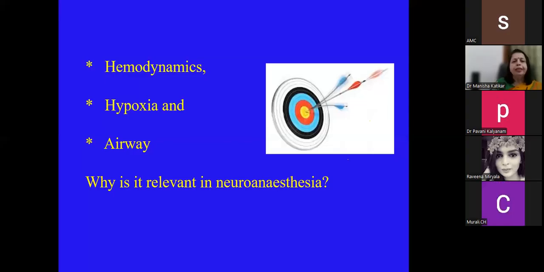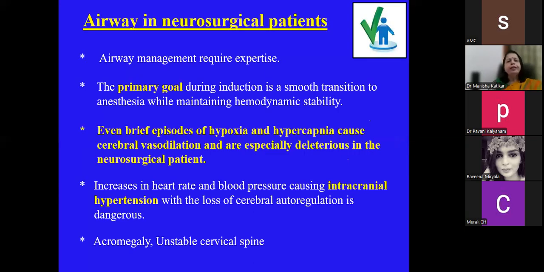So remember that hemodynamics, hypoxia, and airway are very relevant in neuroanesthesia. If you maintain good hemodynamics, avoid hypoxia, and adequately assess and manage the airway efficiently, you will avoid many important complications in neuroanesthesia. Airway management in neurosurgical patients definitely requires expertise. We need to induce a patient smoothly, and we have to maintain the patient with hemodynamic stability.